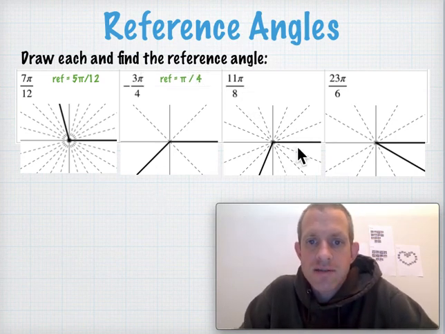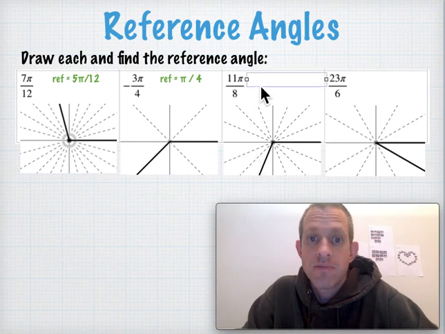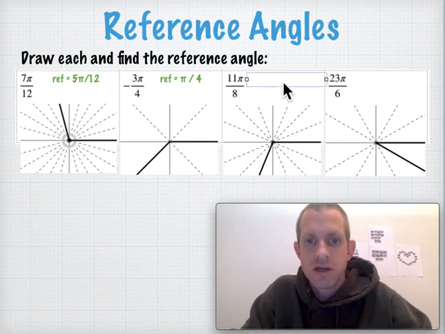For 11 pi eighths, again, we'll split a half plane up into 8 equal pieces. We'll count around 1, 2, 3, 4, 5, 6, 7, 8, 9, 10, 11 of them. And I want to know how close I am to the nearest x-axis. That would be right here. That's 3 of these eighths away. So the reference angle would be 3 pi over 8.